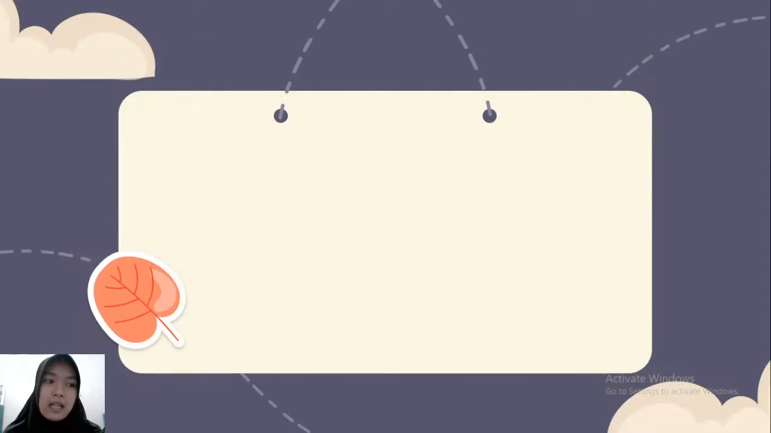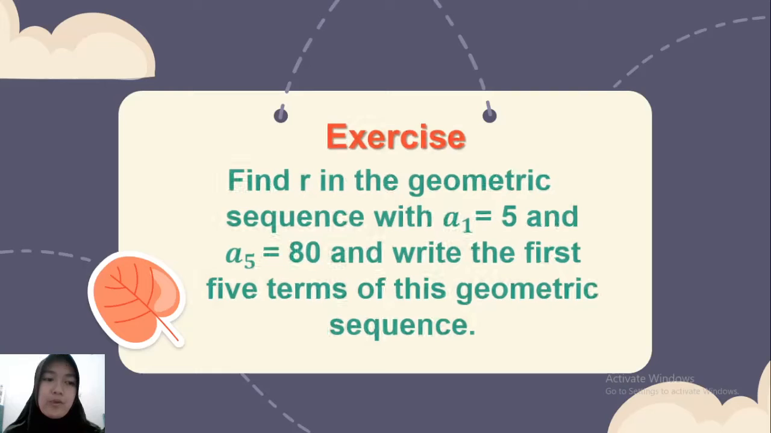Next, let me have a question for you. This will further measure your understanding of today's lesson. Find r in the geometric sequence where the first term is 5 and the fifth term is 80. And write the first 5 terms of this geometric sequence.